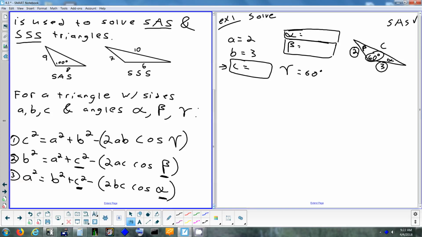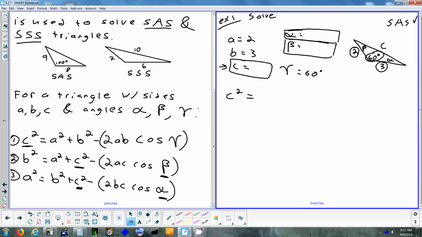Let's look at version 1. We're missing C. We've got A. We've got B. We've got gamma. That's the one to go with. So we're just going to plug everything into that and see what we got. So C squared. The first time through, I won't skip steps. I'll show every step out.